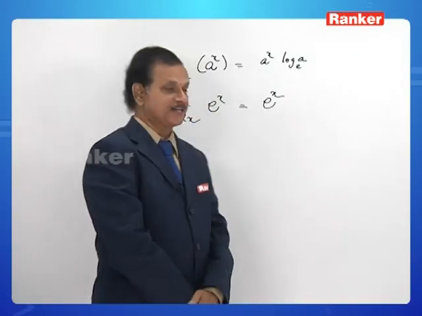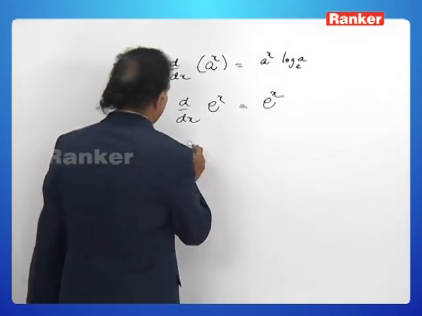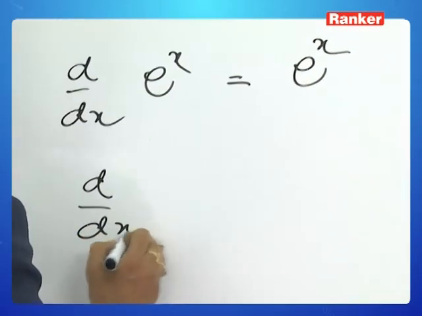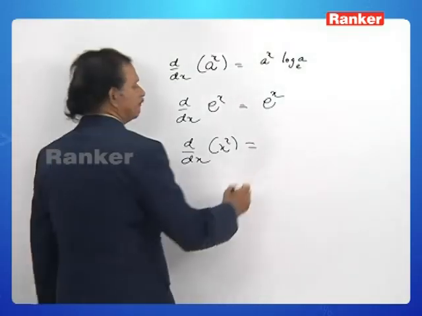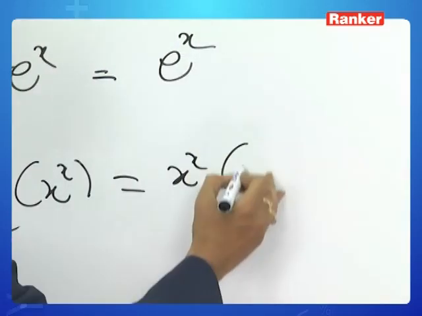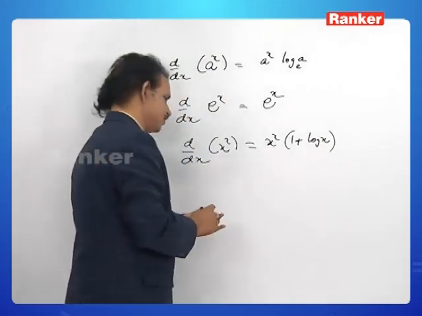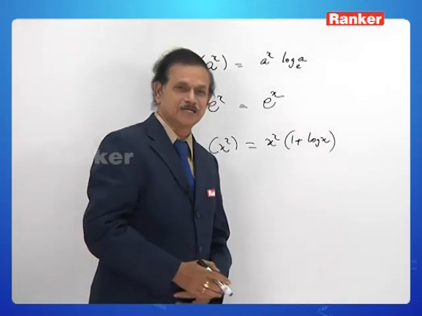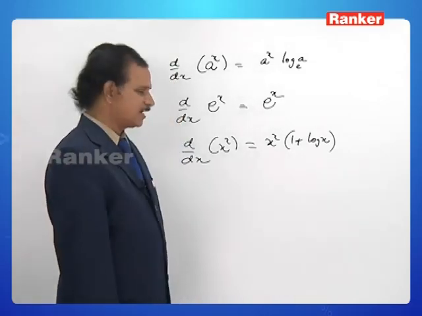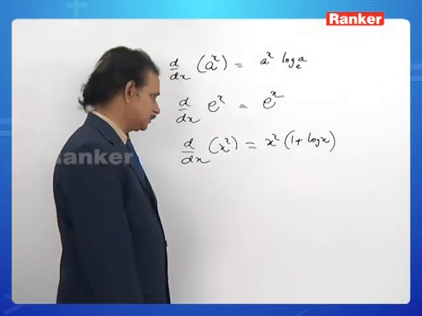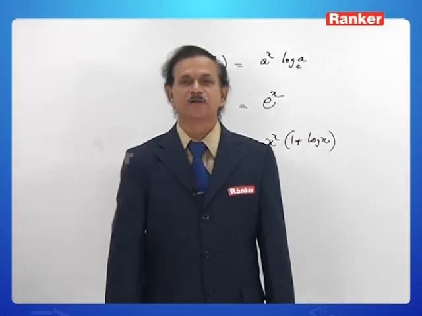isn't it? Right. In this sequence, let me write this formula also. d by dx of x power x is also there. Let me write this formula. This can be proved, of course, by logarithmic differentiation. We shall discuss that in the next session. So for the present, let us believe that the derivative of x power x is x power x into 1 plus log x.